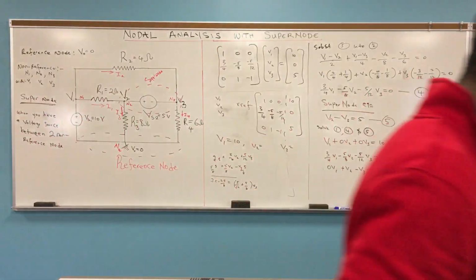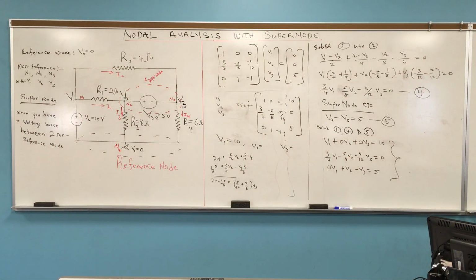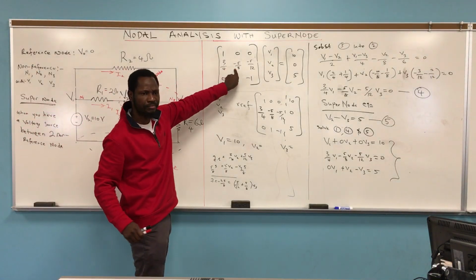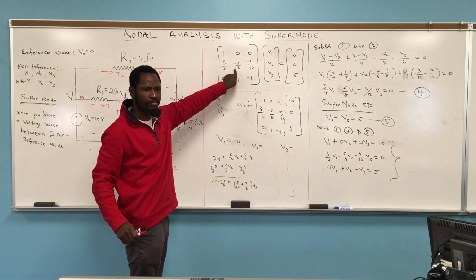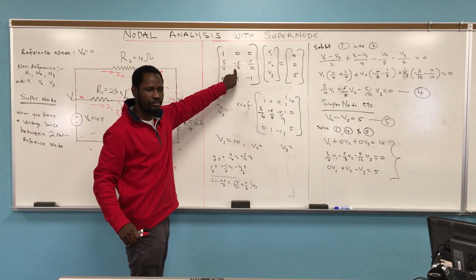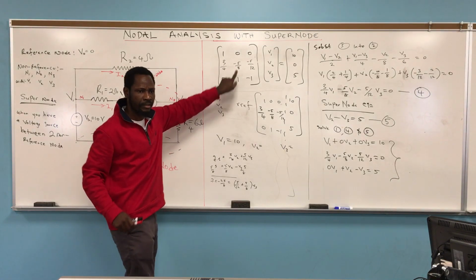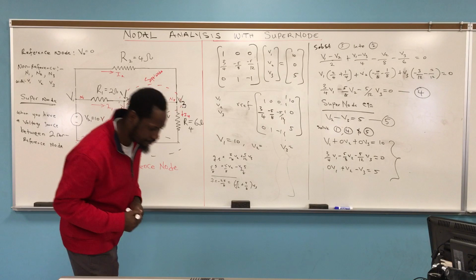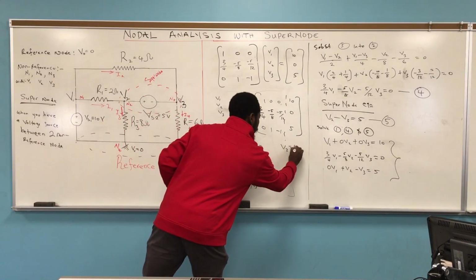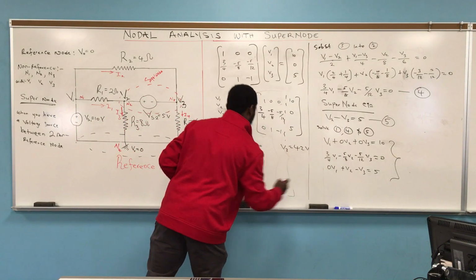Let's see. We have 10, 0, 5. Okay, you have a mistake. I'll show you. Look at your second row, second column. You see the mistake, right? Yeah. So this should be 4.2 volts.